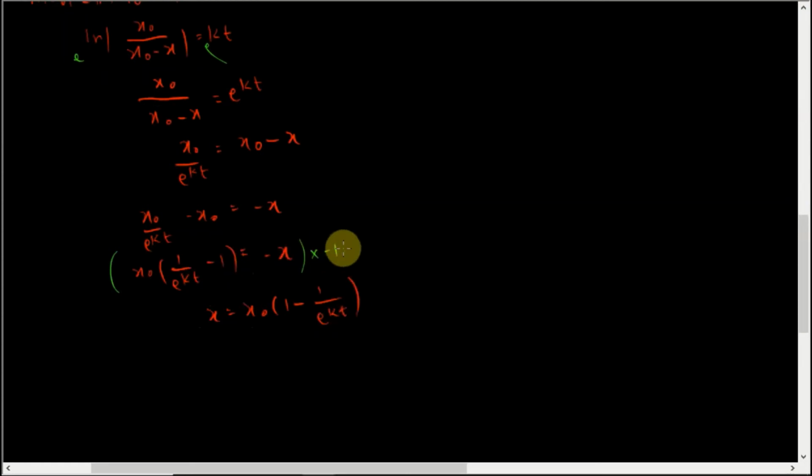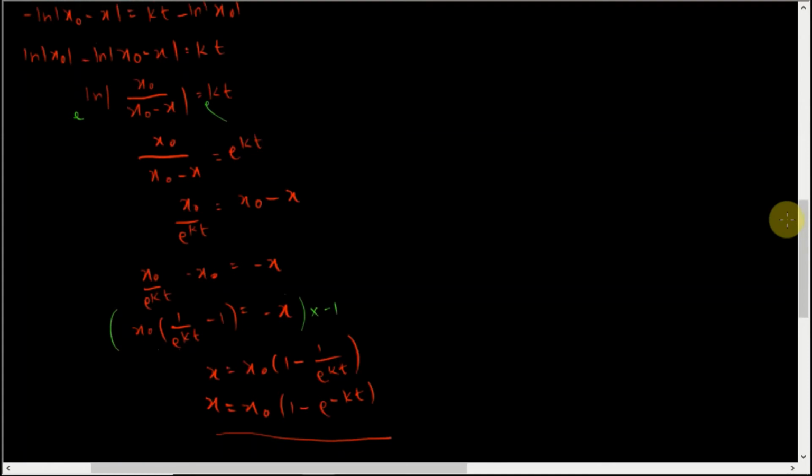It means this negative 1, I multiply it inside. So this one from negative becomes plus, and this one from plus becomes negative. Lastly, to make it look nicer, x naught (1 minus e^(negative kt)). So that is our particular solution. Okay, so we have done the first part of the question.